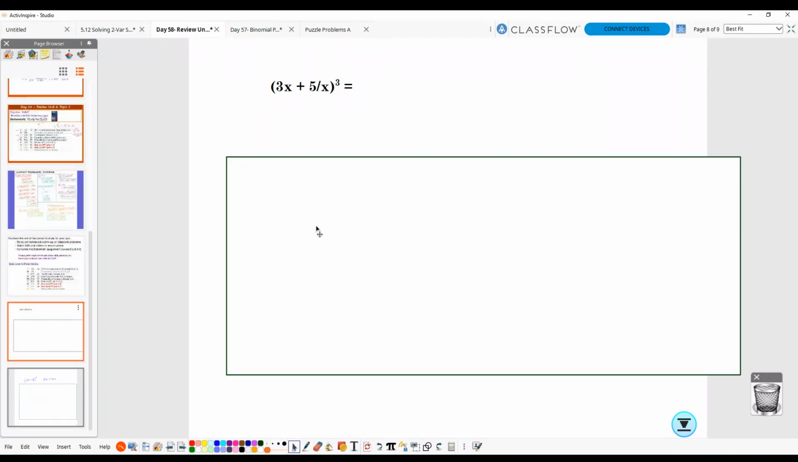So the problem I mentioned, expand 3x plus 5 over x, I said try it.